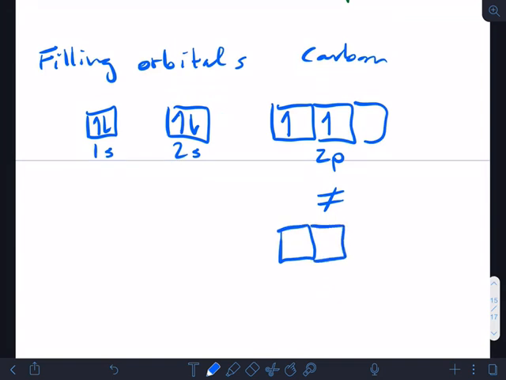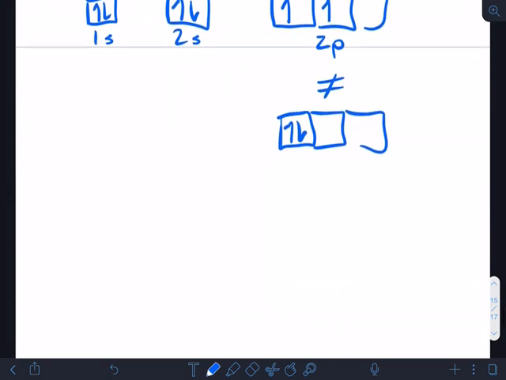What I won't do is load them together. Okay? They will fill each orbital individually before they start to pair. Right? Let's see, what else do we have? We've got those exceptions, and I think that does it for my handwritten notes.